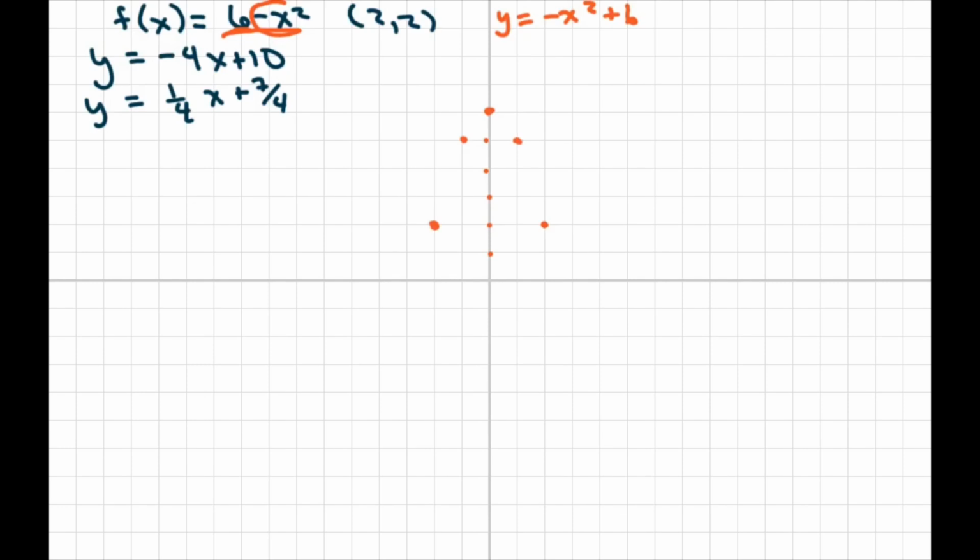And then the square root of 6 if you want to do that, but let's just kind of sketch the graph here like this. It's opening down. Hopefully I did that okay. And then my key point here is 2, 2.